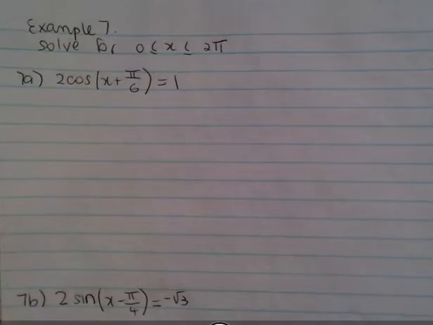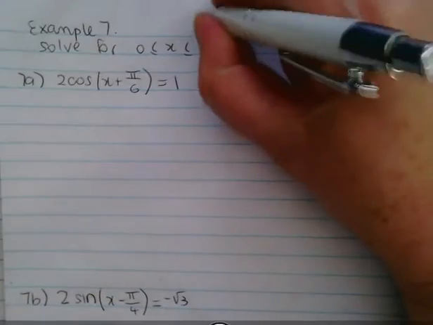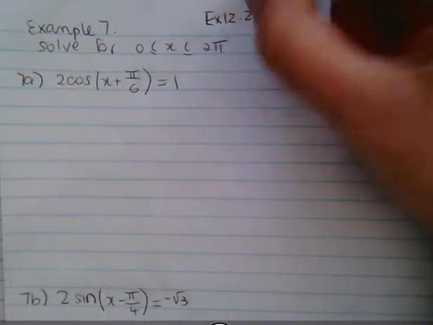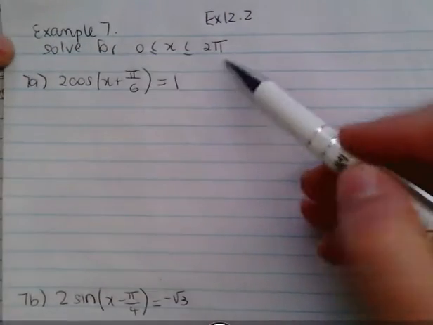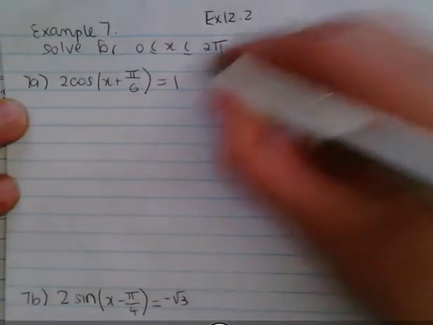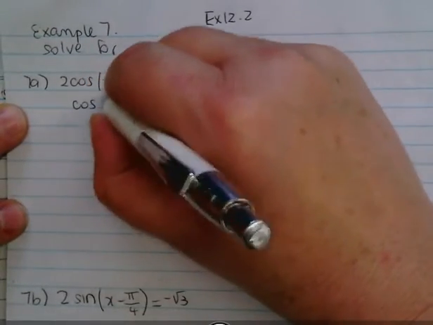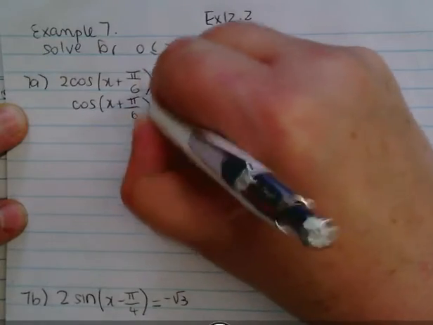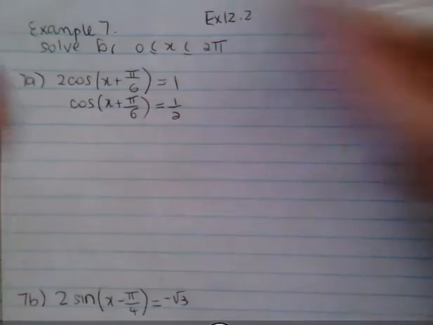Further trig equations, just doing a few more examples. These are just the examples from exercise 12.2. Okay, so solve from 0 to 2 pi, just looking at a few of these. Example 7a. So first thing we'd need to do is to take this 2 over and divide through by 2.